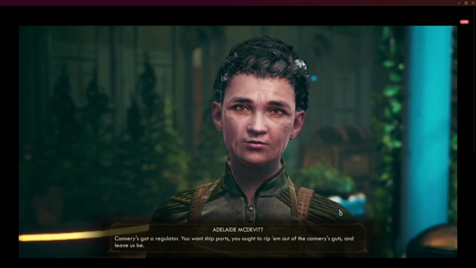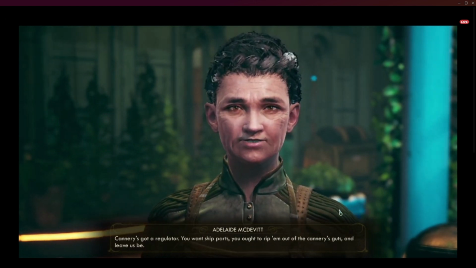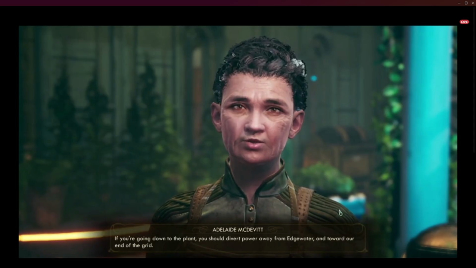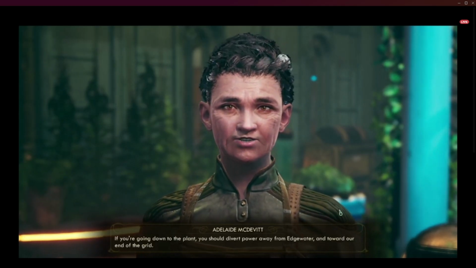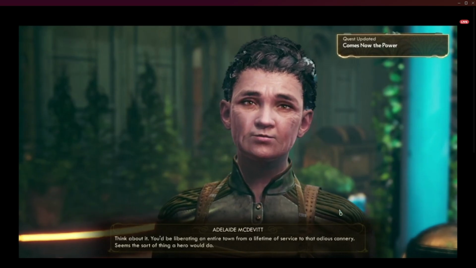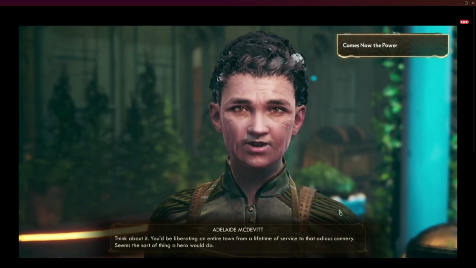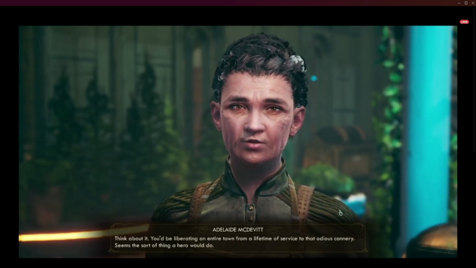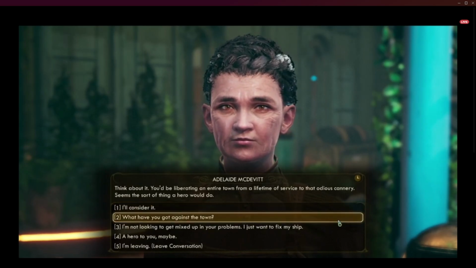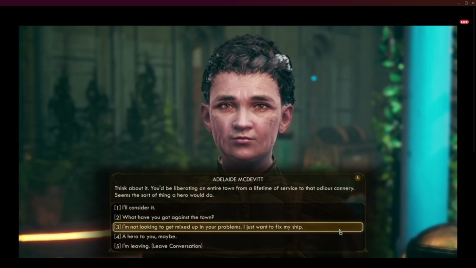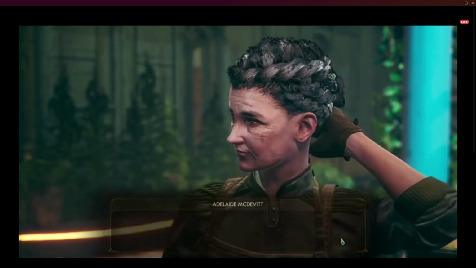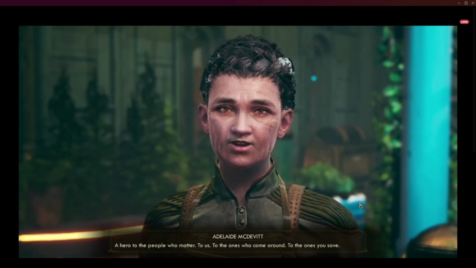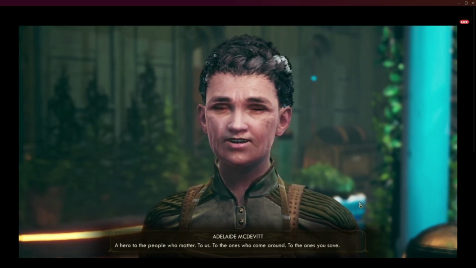Cannery's got a regulator. You want ship parts, you ought to rip them out of the cannery's guts and leave us be. If you're going down to the plant, you should divert power away from Edgewater and toward our end of the grid. Think about it. You'd be liberating an entire town from a lifetime of service to that odious cannery. Seems the sort of thing a hero would do. A hero to the people who matter. To us. To the ones who come around. To the ones you save.